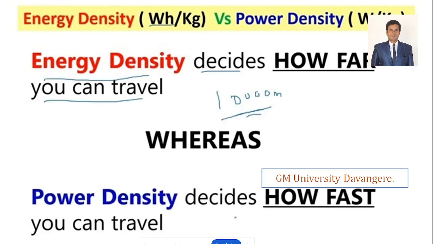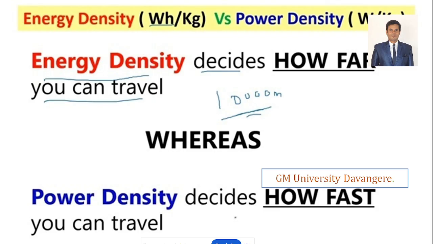Whereas in power density, it decides how fast you can travel. Power density is for the same distance. If you take the same distance of 10 kilometers and go faster, that decides how fast you can travel, how quickly you reach the destination from 0 to 10 kilometers.